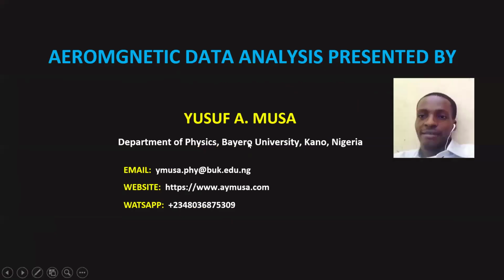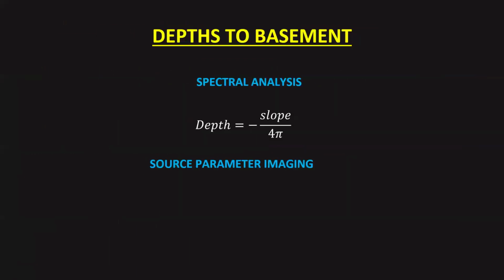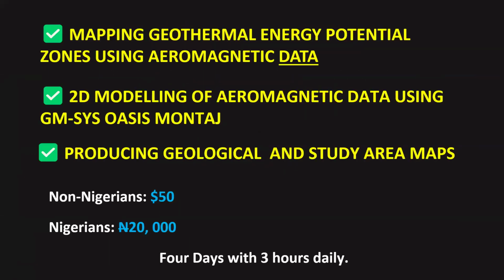It's going to be a three-part course. One is mapping geothermal energy potential using aeromagnetic data through spectral analysis. Two is 2D modeling of aeromagnetic data using GM-SYS, and producing geological and study area maps. With this one, you're able to complete it.